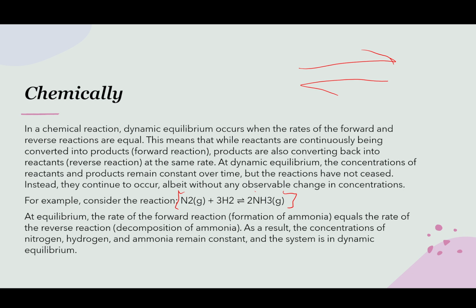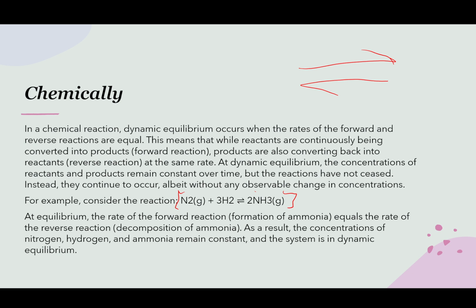It can also be used to create explosives, but we're not going to really talk about that. If we consider the Haber process, nitrogen plus hydrogen gives us ammonia in this case. This equation is not balanced, but you have the Haber process there.